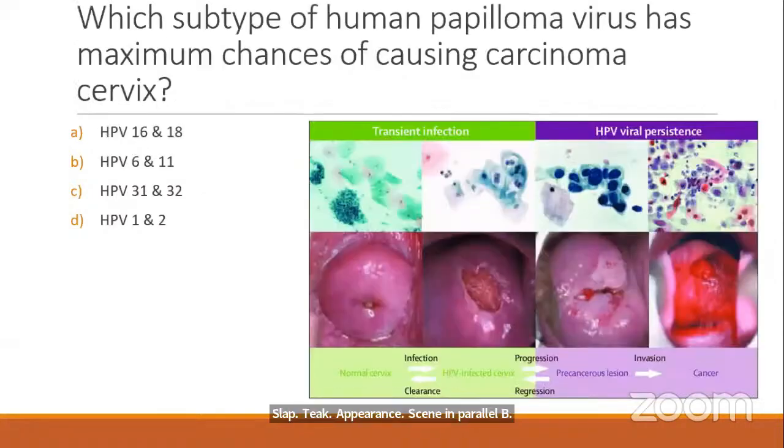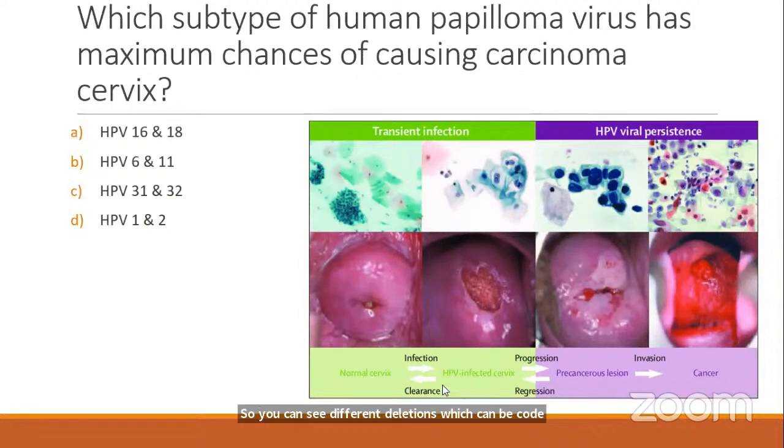So coming to the next question, which subtype of human papilloma virus has the maximum chance of causing carcinoma cervix? Yes, it is human papilloma virus 16 and 18, whereas the second option, 6 and 11, stands for low risk serotypes. 16 and 18 are the high risk serotypes. So you can see different lesions which can be produced by this human papilloma virus.